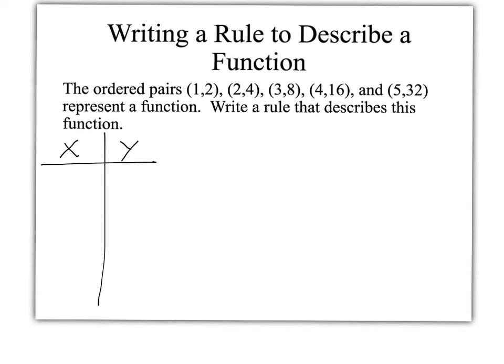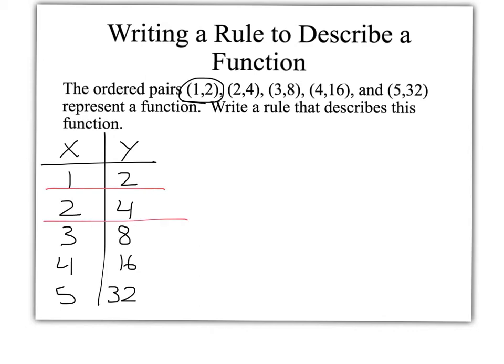So we take the first ordered pair, 1, 2. 1 is the x value, 2 is the y value. And then we have 2, 4, we have 3, 8, we have 4, 16, and we have 5, 32. Alright, now you have to figure out what are you doing to the y value? What are you doing to the x value that gets you the y value?